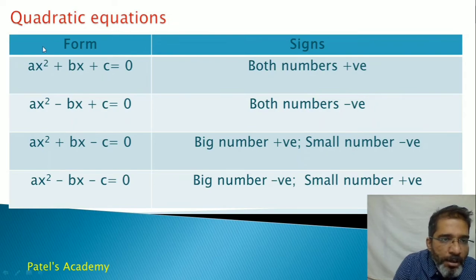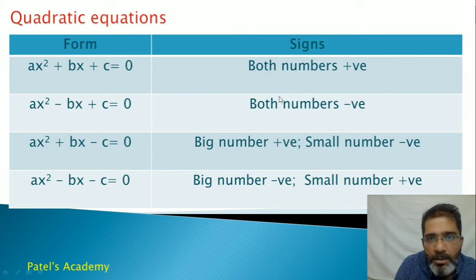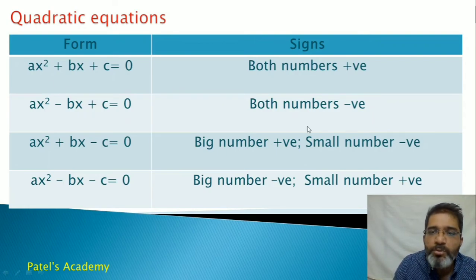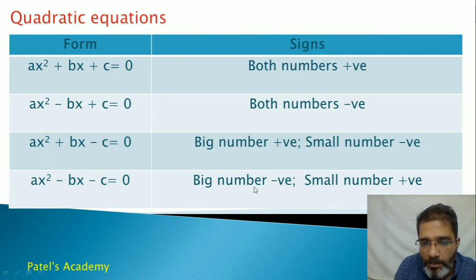Okay, now an equation having b, the sign of b and the sign of c as plus, both are plus, so the numbers what you choose both are plus. If b is negative and c is positive, the numbers what you choose both are negative. If b is plus and c is minus, the bigger number should have a plus sign, the smaller number should have a minus sign. If b is minus and c is minus, then the bigger number should have a minus sign and the smaller number should have a plus sign.